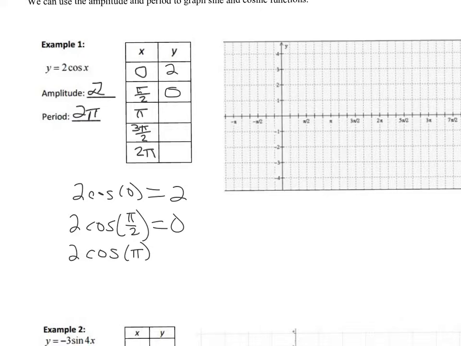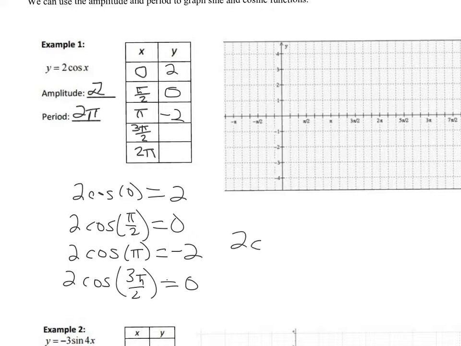And again, these are just values you find in your calculator. 2 cosine of pi is going to be -2. 2 cosine 3 pi over 2 is going to be 0. And 2 cosine of 2 pi will give me positive 2. So 0 and 2.